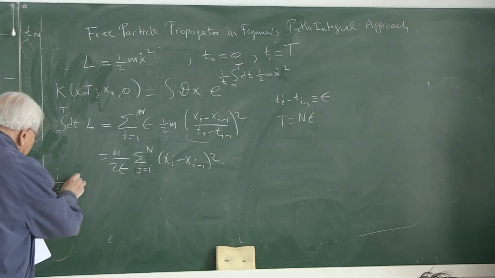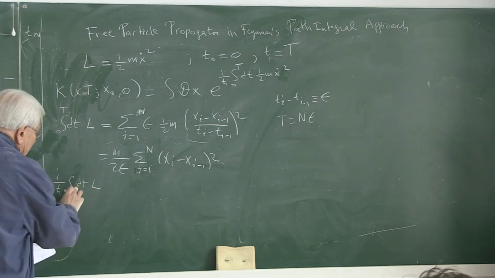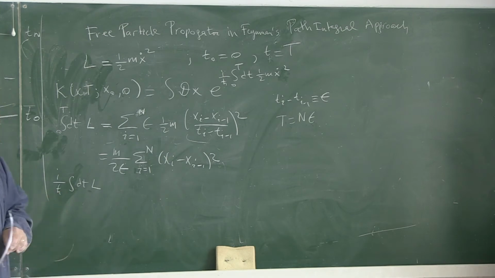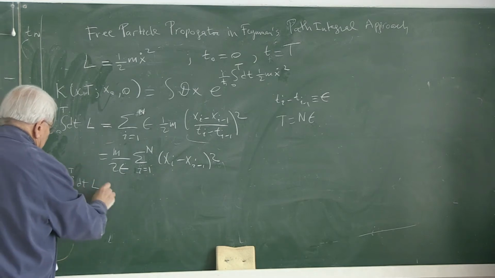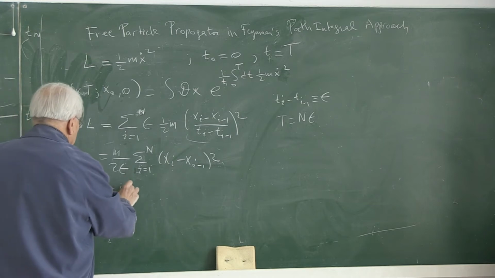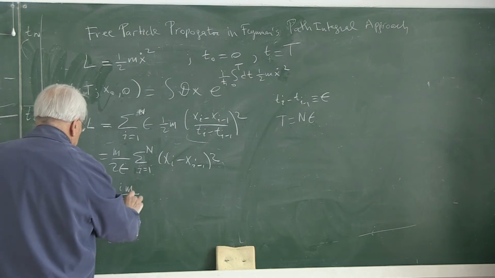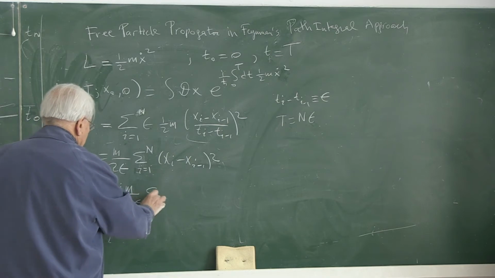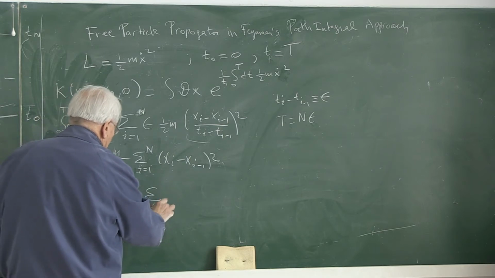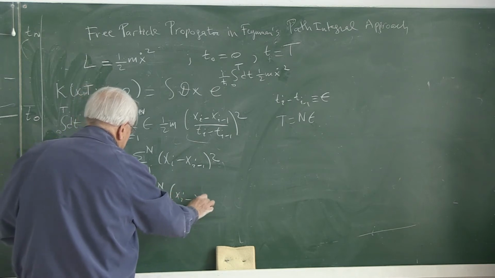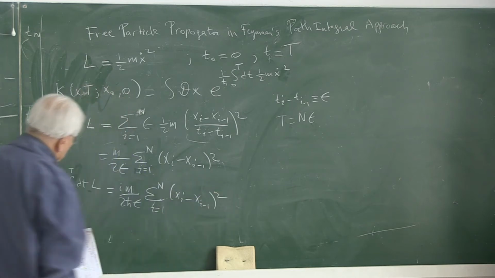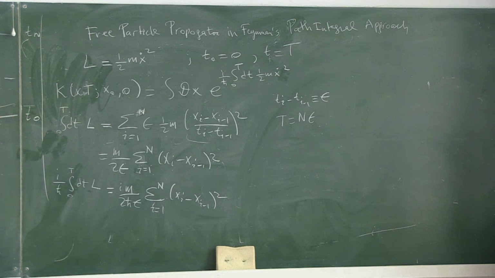i over h bar dt L. You see the advantage: now I'm not going to use the t prime or anything. T is the now generic integral. The final and initial points are 0 and t. So this will then be i m over 2 h bar epsilon, sum over i from 1 to n of (x_i minus x_{i-1}) squared. So that has become really nice.